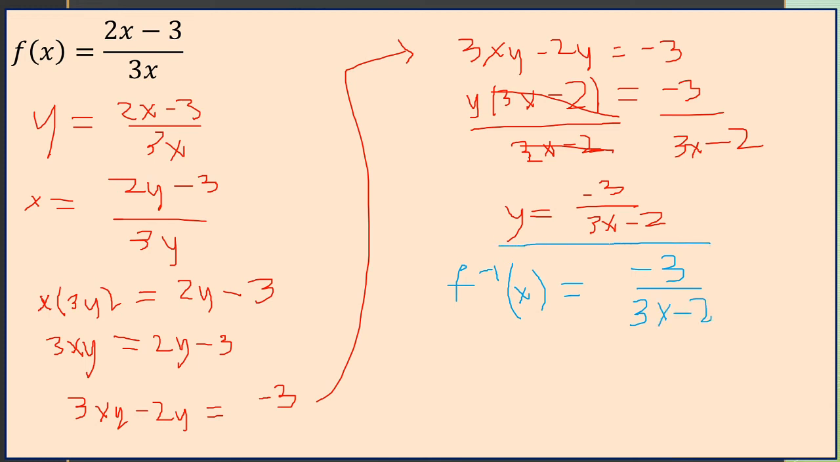Ito na yung sagot natin as inverse. Ganun lang po kadali. So, yan po yung inverse natin.